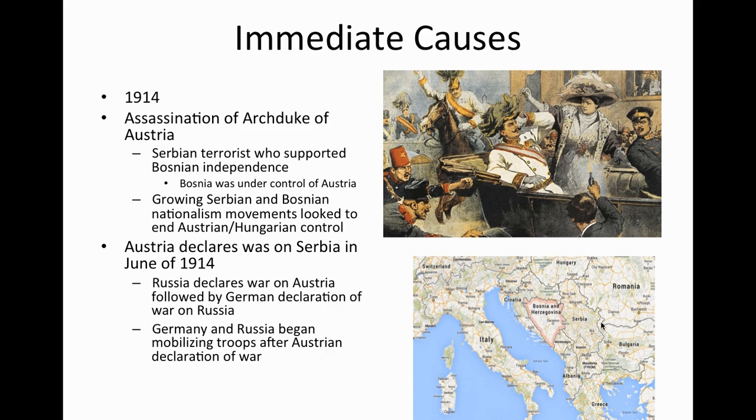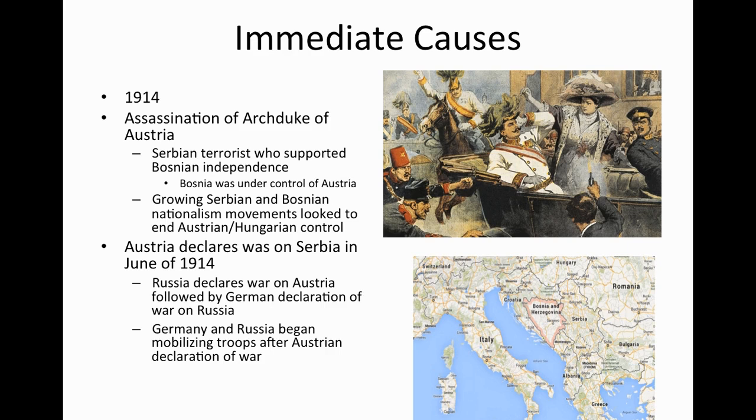And here's Bosnia. Serbia and Bosnia were both kind of under the control of Austria, or at least Bosnia was. And Serbians were sympathetic to Bosnians who wanted to be independent, right? There were these nationalist movements occurring. And so this Serbian terrorist named Gavrilo Princip took it upon himself to strike back at the Austrian government by assassinating Franz Ferdinand.